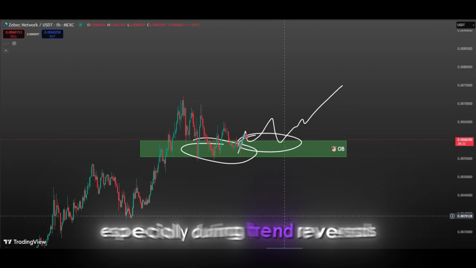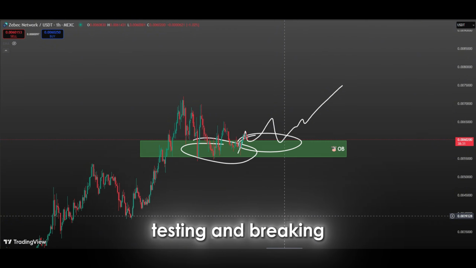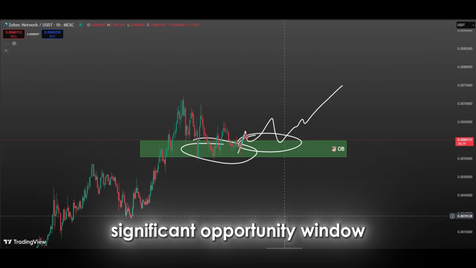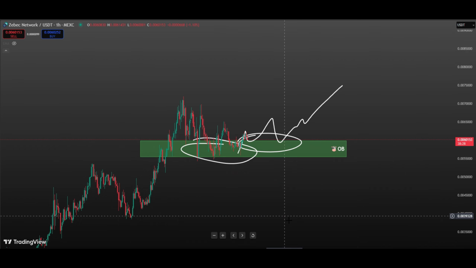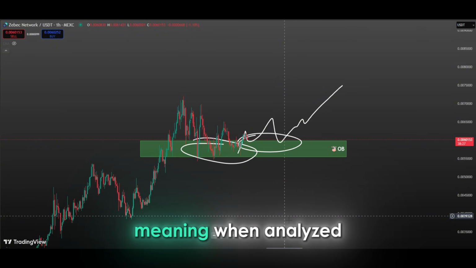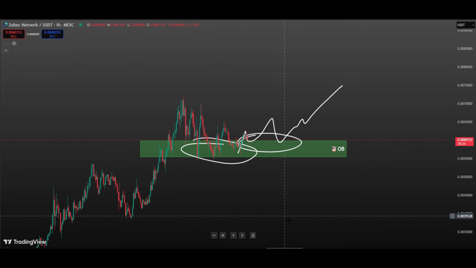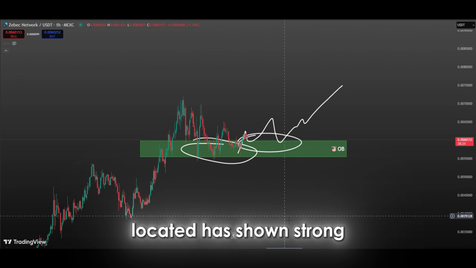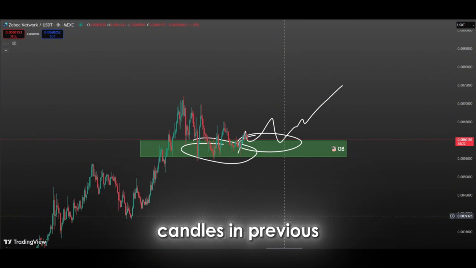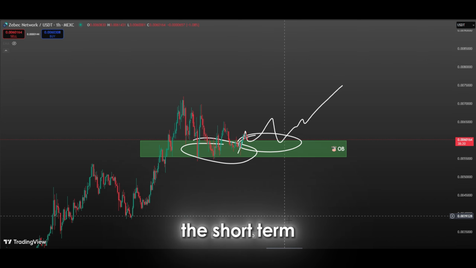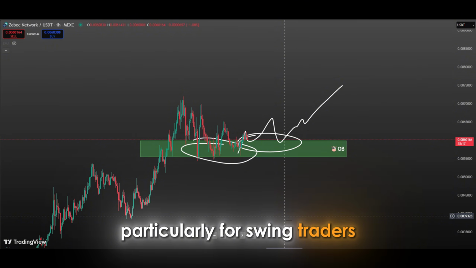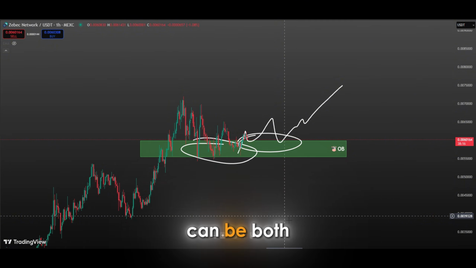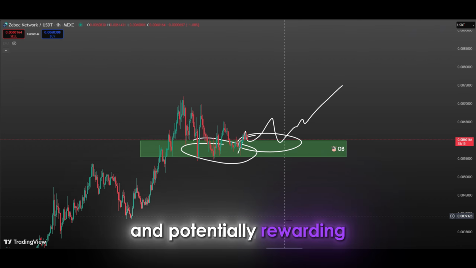Especially during trend reversals or at the end of corrective waves, testing and breaking upward from such blocks can open a significant opportunity window for investors. This bullish order block on the chart also gains meaning when analyzed on higher time frames. For example, in 4-hour or daily charts, the area where this block is located has shown strong upward reactions with high volume candles in previous price movements. This demonstrates that the level is notable not only for the short term, but also for medium and long-term participants. Particularly for swing traders, taking positions from such levels can be both technically secure and potentially rewarding.